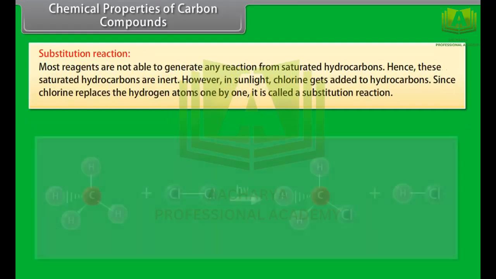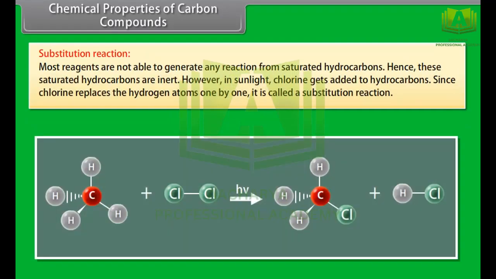Substitution reaction. Most reagents are not able to generate any reaction from saturated hydrocarbons. Hence, these saturated hydrocarbons are inert. However, in sunlight, chlorine gets added to hydrocarbons. Since chlorine replaces the hydrogen atoms one by one, it is called a substitution.